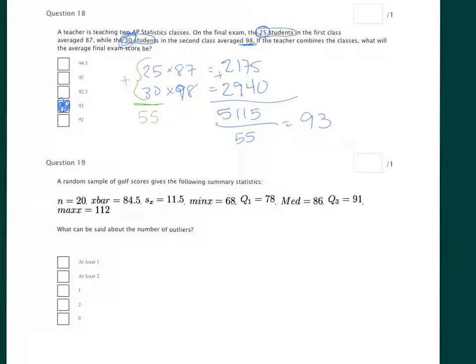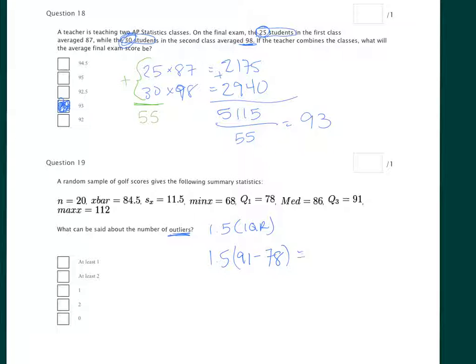All right, 19. A random sample of golf scores gives the following summary statistics. So N is sample size, X bar is the mean, SX is standard deviation, the minimum, Q1, the median, Q3, and the maximum. Which can be said about number of outliers? All right, well, I already know that for outliers, I have to do 1.5 times the interquartile range. So I'm going to take my Q3, which is 91, minus Q1, which is 78, multiplied by 1.5.